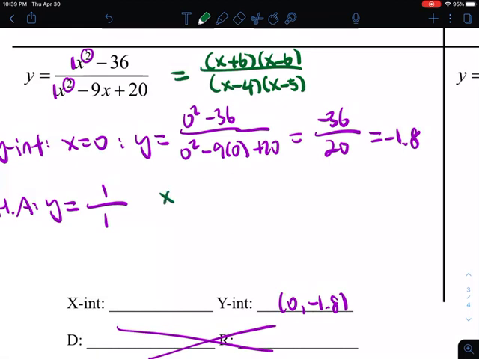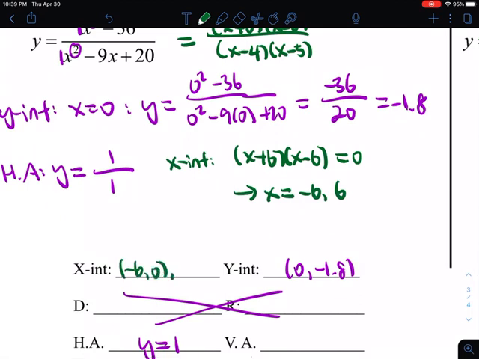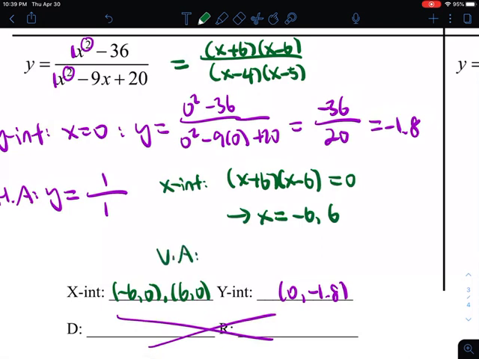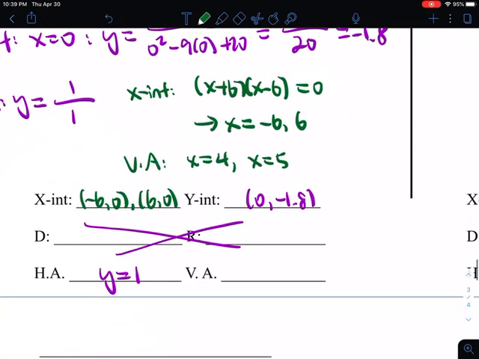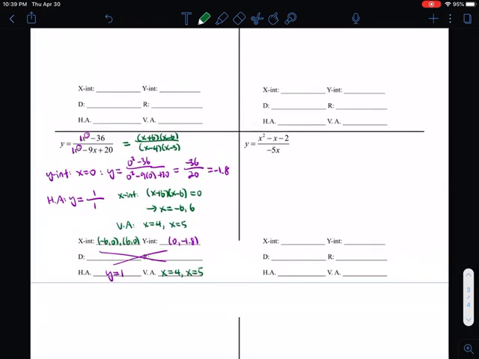Okay, so then for the x-intercept, if I set x plus 6, x minus 6 equal to 0, what do I get for x? Well, I get x equals negative 6 or 6. And then remember to write these as points, negative 6, comma 0 or 6, comma 0. And then what happens for my vertical asymptote? If I set the bottom equal to 0, well, I'm going to get x equals 4 and x equals 5. So then I get 2 vertical asymptotes. Okay? All right, so that's pretty much it.